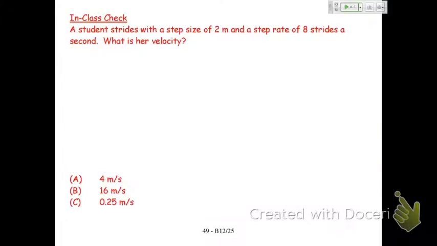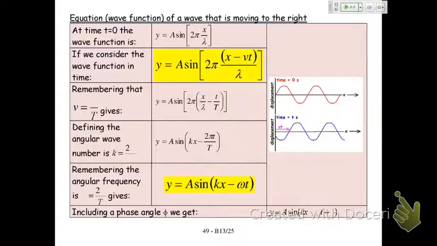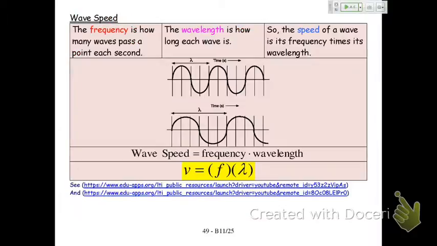I'm going to jump if you don't mind, but I will come back to it. Actually, no, I'm going to go back, sorry. Let's just pause on that, because we're into this idea about wave speed.